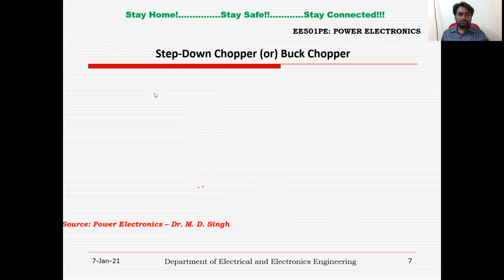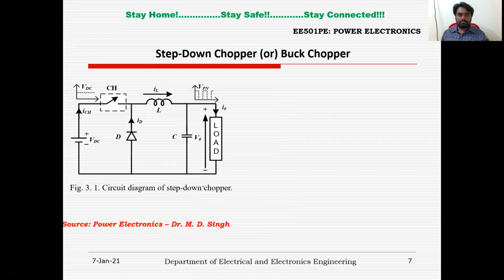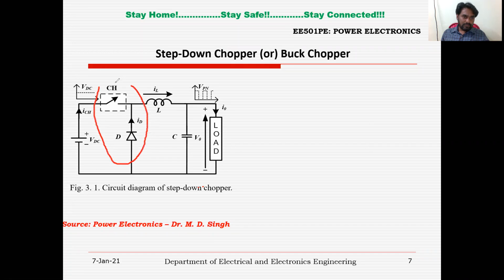Right. Now this is the DPST switch, where position number 1 is replaced with a chopper and position number 2 is replaced with a diode. So these two will behave like a switch here, right? Let us see how they are going to operate.